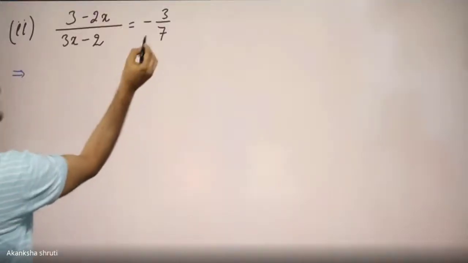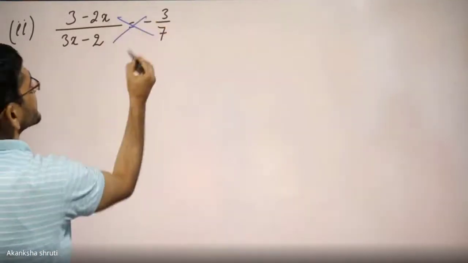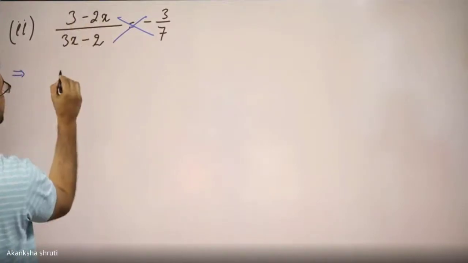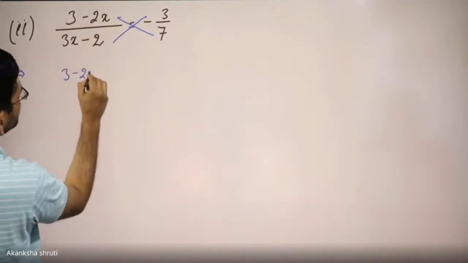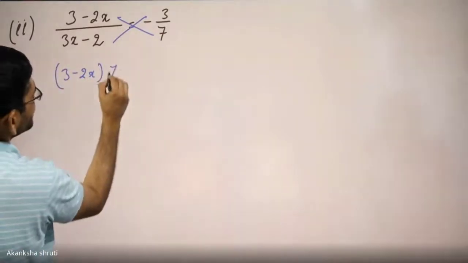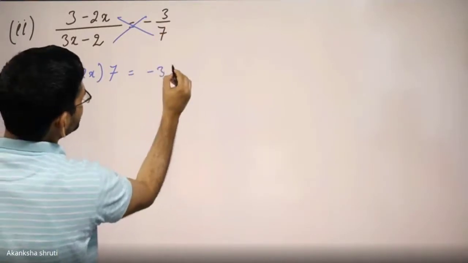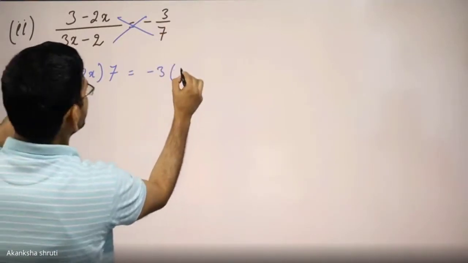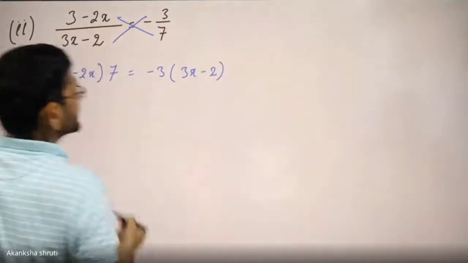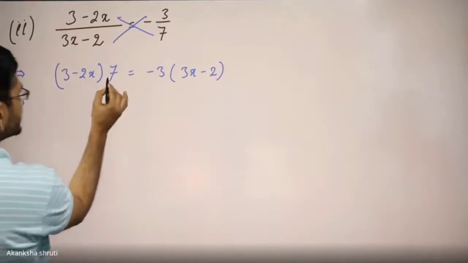Here we need to go for the cross multiplication, this and this, but the sign is very important. So the first numerator is our 3 minus 2x. Keep it in a bracket. This needs to be multiplied with this 7, and minus 3 is there, so keep this minus 3 here. The other one is 3x minus 2. Keep it in a bracket. We are getting this. Now for removing the bracket, apply the distributive property.